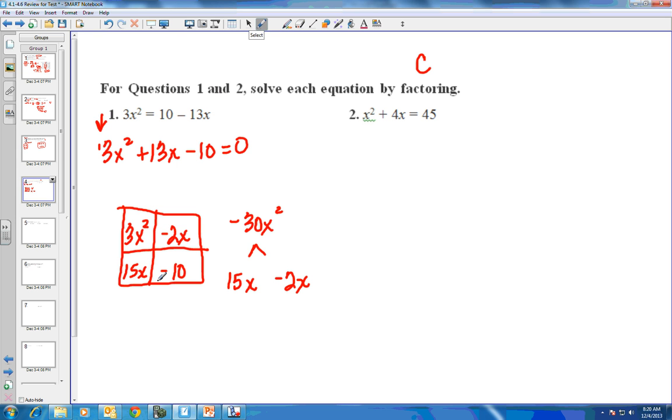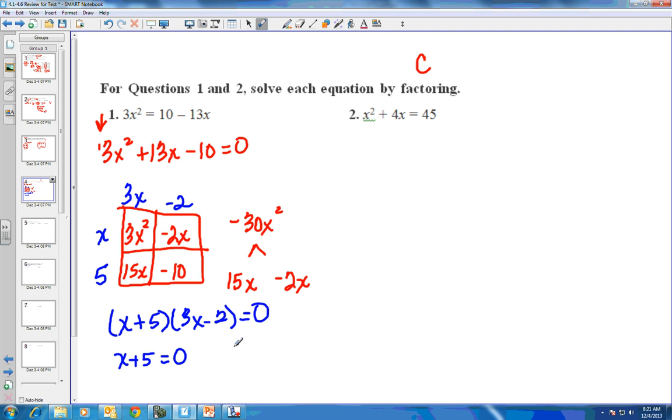Now I'm going to go sideways and factor anything out that I can. What can I factor out of this one? 5. Right here I can factor out an x. Going up and down I can factor out a 3x. Going up and down this way I can factor out -2. And what's on the outside is what goes in my parentheses. x plus 5, 3x minus 2 equals 0. And don't forget, when it says solve, that means we have to set each one equal to 0 and tell what x is.